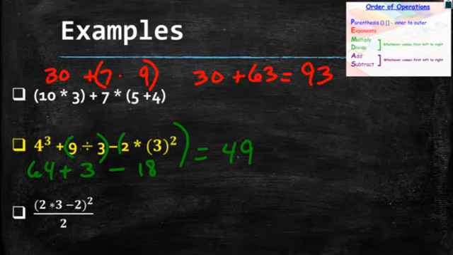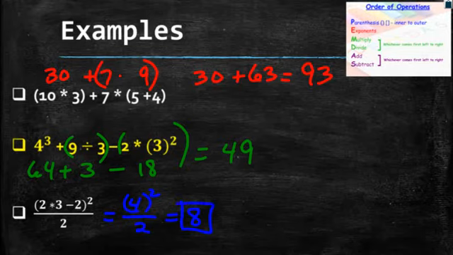And the next one, 2 times 3 minus 2, and then square it, divided by 2. I need to simplify the parentheses first. So 2 times 3 is 6. 6 minus 2 is 4. Then I have to square it, then divided by 2. 4 squared is 16. 16 divided by 2 is 8. So my answer would be 8.